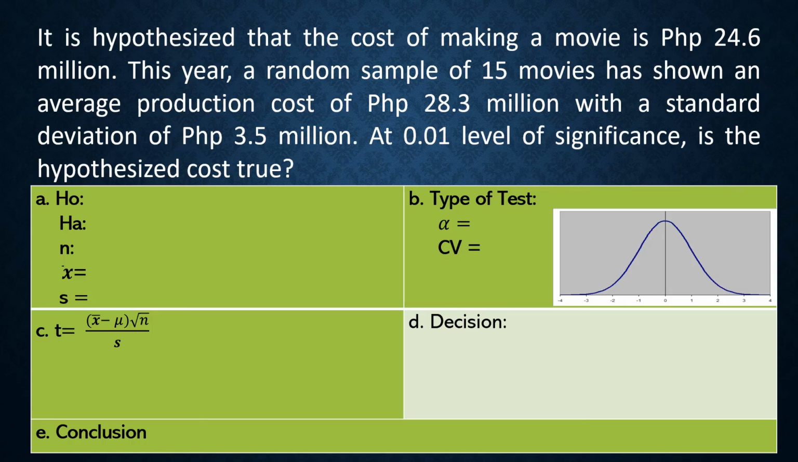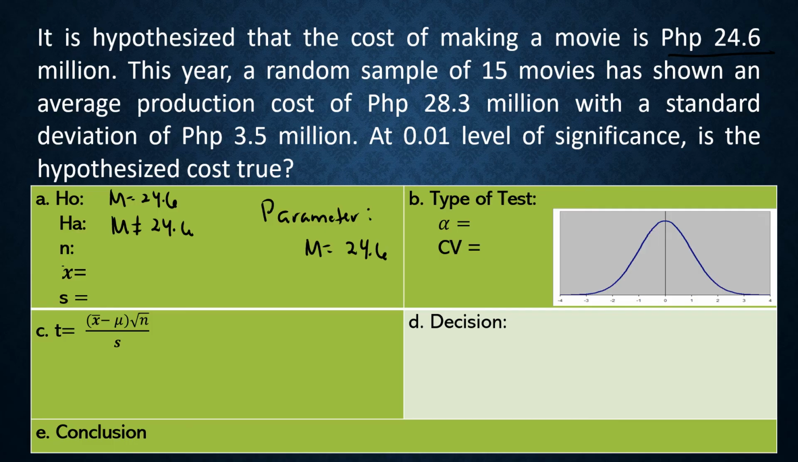Okay, let's start. For our null hypothesis, let's start with the parameter. As you can see, our parameter deals with the hypothesis that the cost of making a movie is 24.6. So therefore, we can say that mu is equal to 24.6. Now, to identify H sub O, we're going to have mu equals 24.6, and H sub A will be mu is not equal to 24.6.